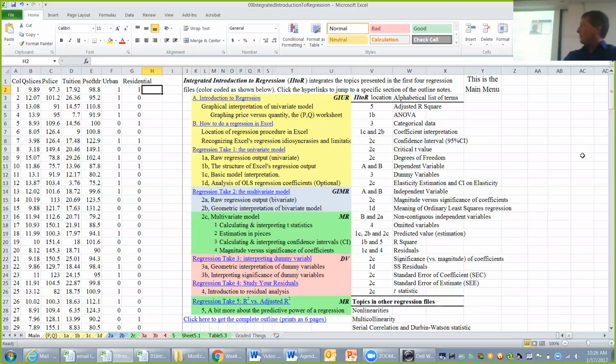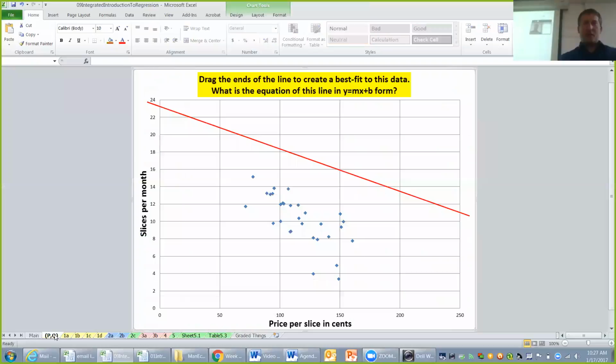Okay, so this sheet will ultimately bring us to doing a statistical analysis. I'm not going to do that today with us. I just kind of want to get our feet wet with what regression does. Okay, so here are these data points. We took those 30 observations, and we've got the price per slice and slices per month.